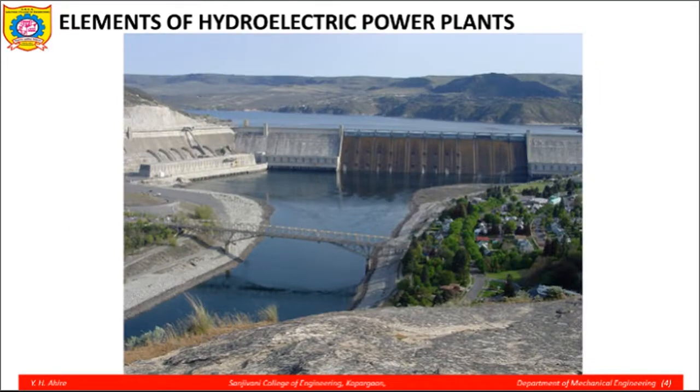Now we will see the actual photographs of these parts of a hydroelectric plant. So this is the overall view of a dam constructed, and here this is the reservoir. Okay, this level of water in the reservoir is the headrace level. It has a higher elevation as compared to the tailrace level.